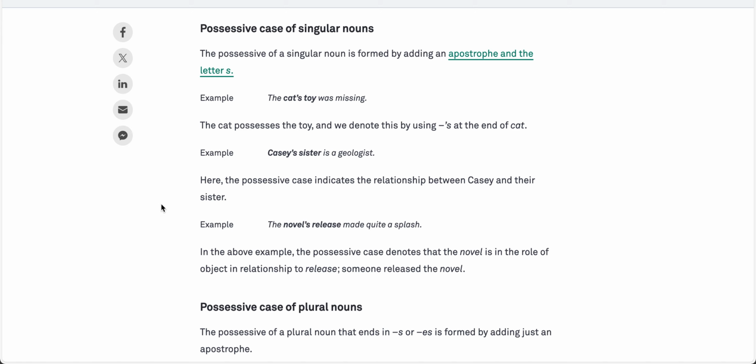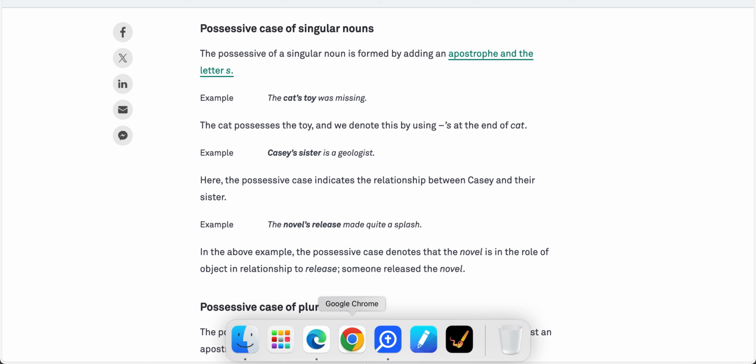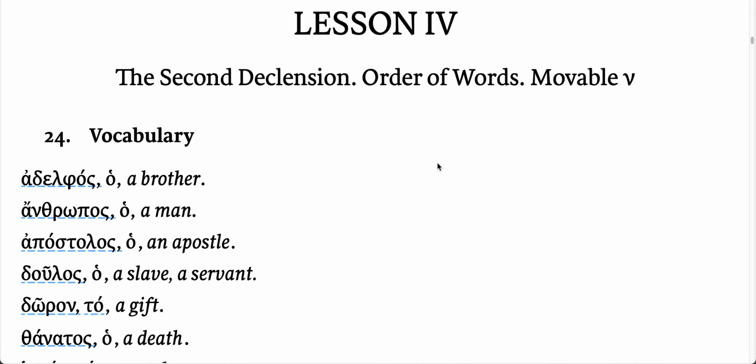But today we're looking at nouns and beginning the process, because nouns in Greek, you have to. It's one thing to understand what a noun is. It's another thing to understand what it looks like in Greek, and that's part of what I want to deal with for you today. So we're going to begin with lesson 4, and this one's called the second declension.